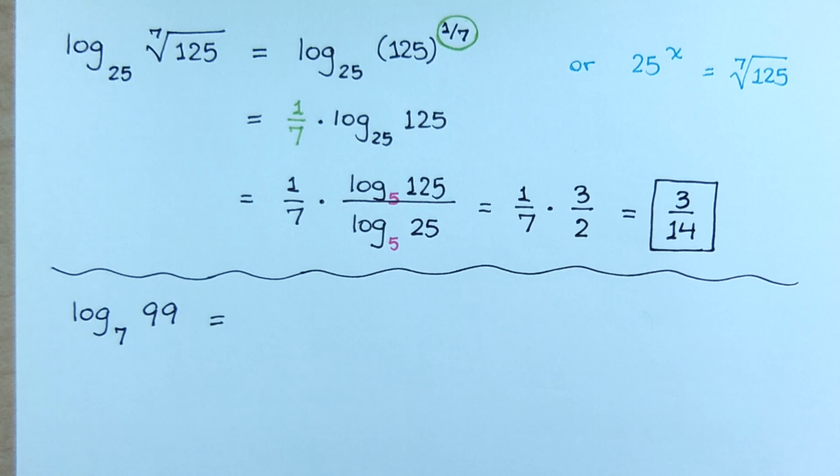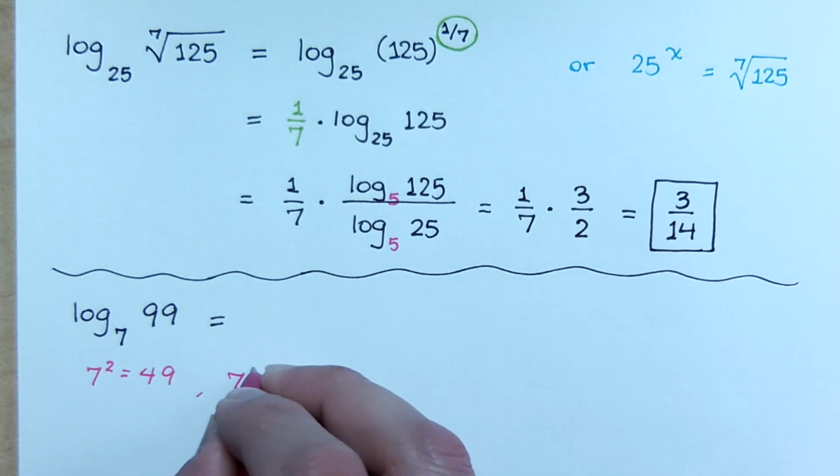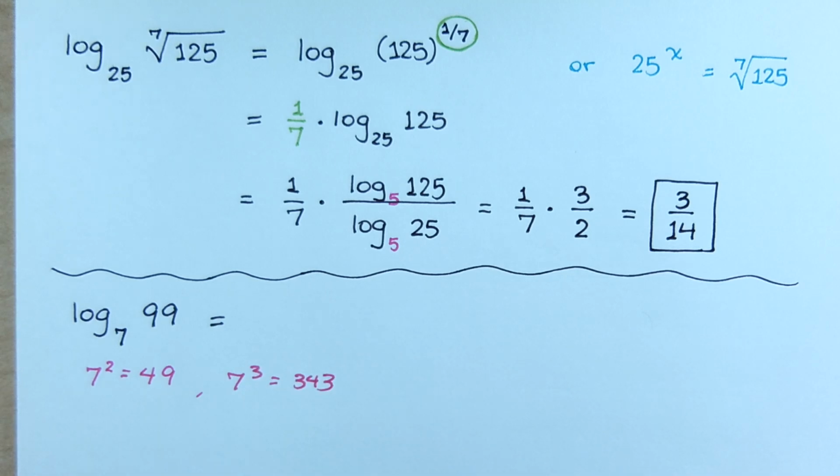You guys have calculators, it's great. 99 is definitely not a common base with 7, so think about powers of 7. 7 to the first is 7. 7 squared is 49. What's 7 to the third? That's 343. So we went from 49 to 343 and 99 is in between. So my answer has to be in between 2 and 3.